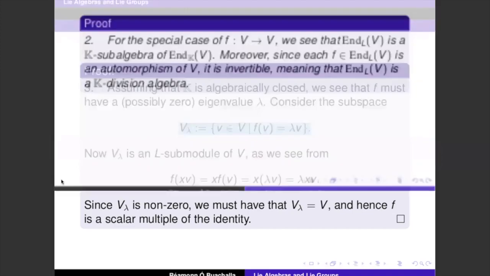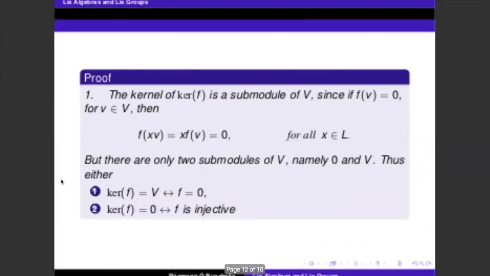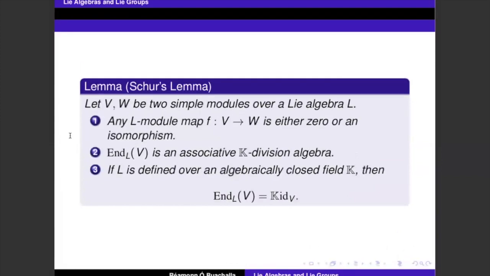And that's it. So let's just look at that again. It's such an important result. Again, these simple modules are almost like atoms. So when you try to move them around, there's nothing you can really do except multiply by a scalar because they're so rigid. And that's why they're like the building blocks, like the atoms of representations.